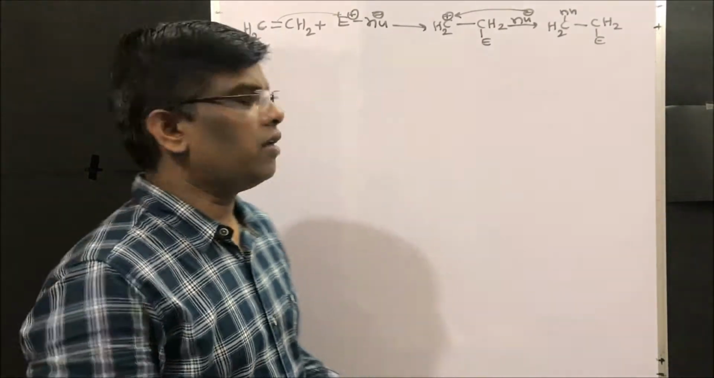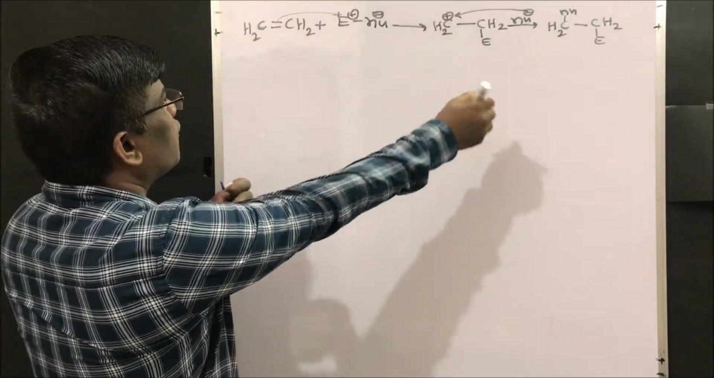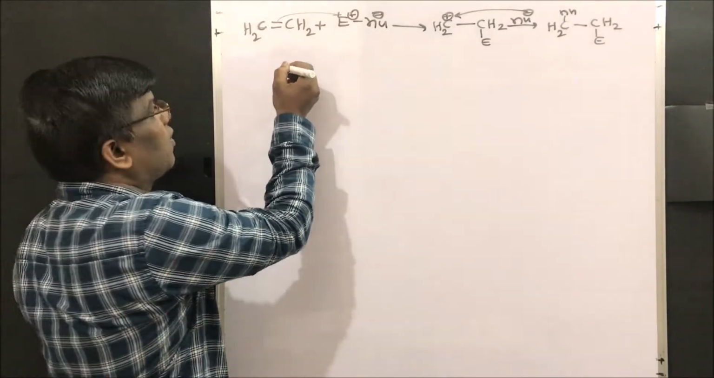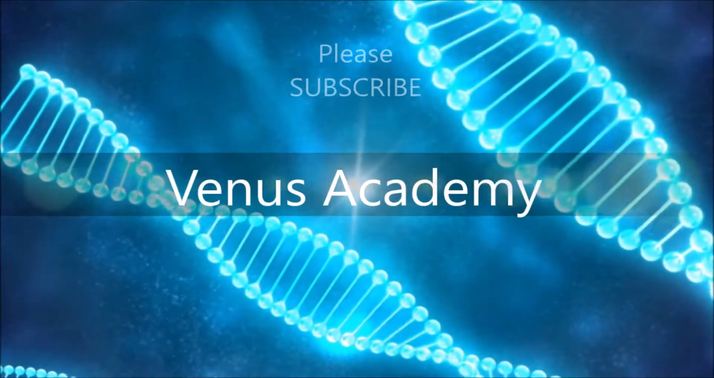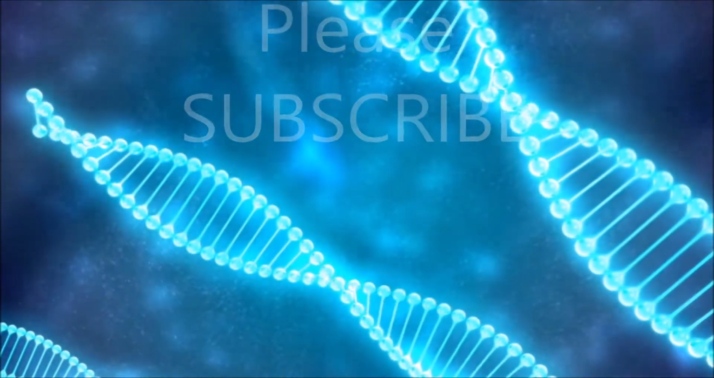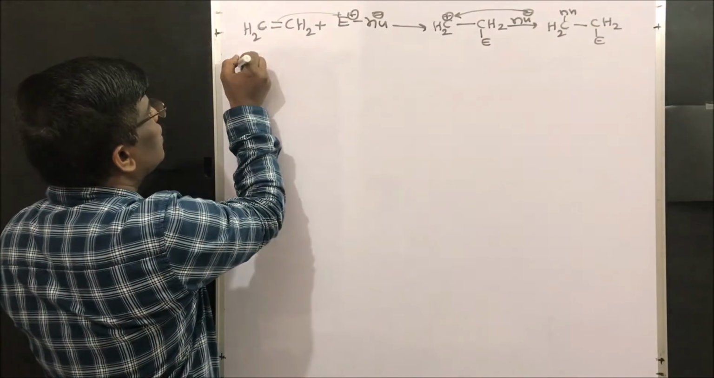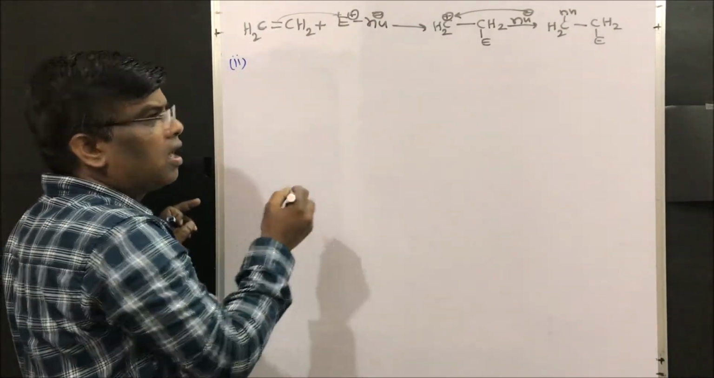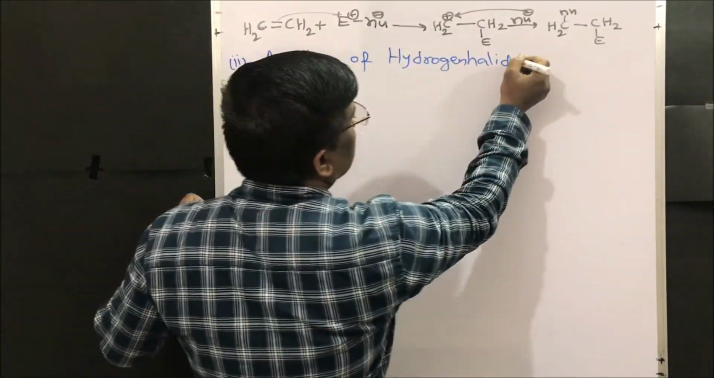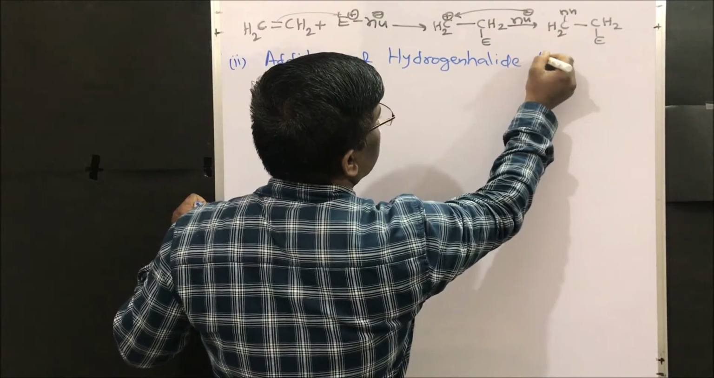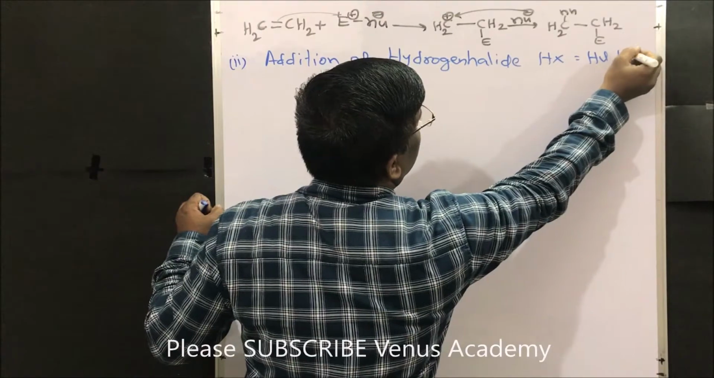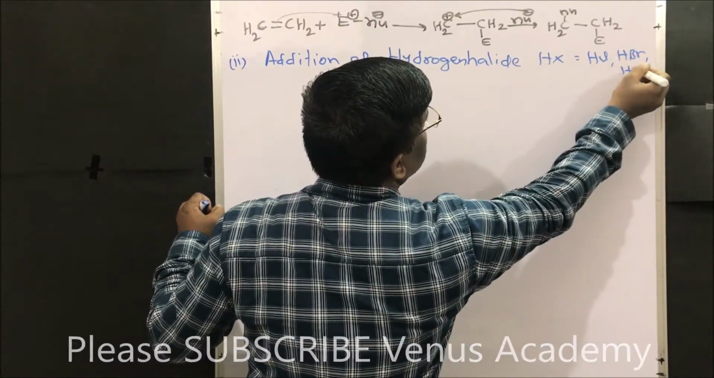Dear friends, today we are going to learn about electrophilic addition reactions of alkenes. Under electrophilic addition reactions of alkenes, today we are going to learn in detail about addition of hydrogen halide, that is HX. It is HCl, HBr and HI.